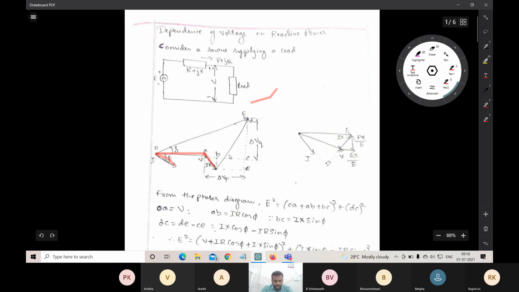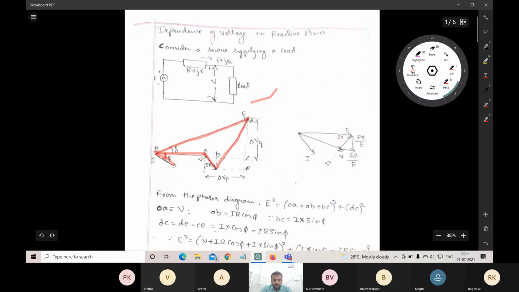This is not exactly 90 degrees, but actually we have to draw a line exactly at 90 degrees. Just draw a parallel line at 90 degrees and add these two points. So this is our phasor diagram for the current lagging the voltage. Here I is the current flowing through the load, at an angle phi. The load is lagging in nature, so I have drawn the current lagging the voltage by phi.